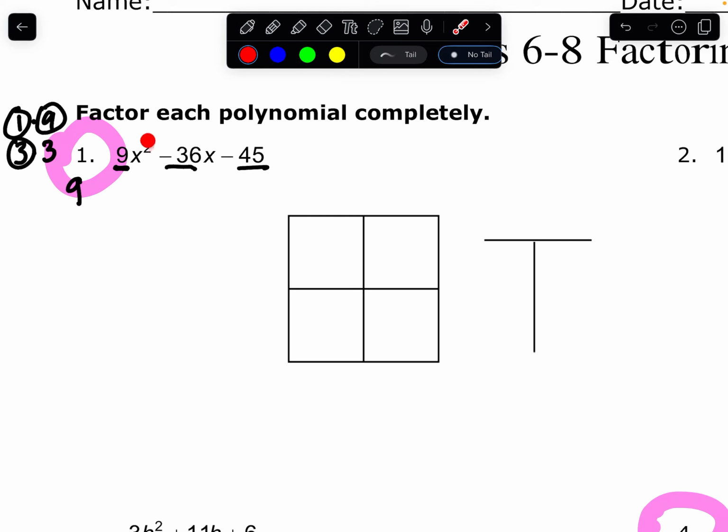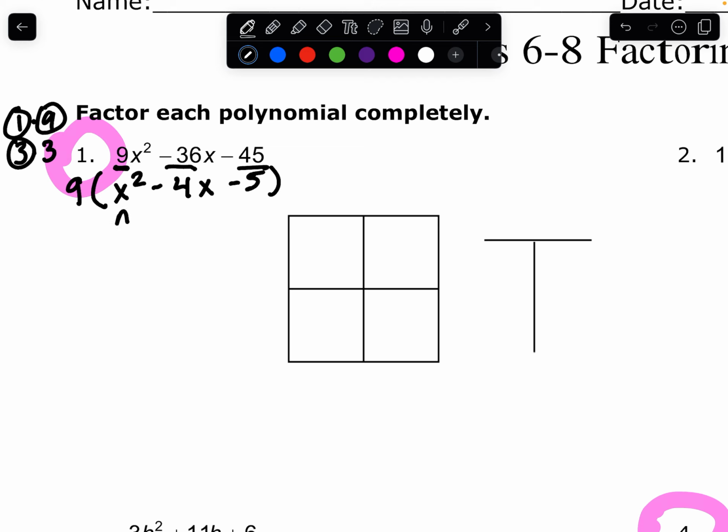I'm going to look at my variables really quick and just check that I can't pull anything else. So I pull a 9: 9 divided by 9 is 1, so that's x squared left over. 36 divided by 9 is going to be negative 4, x stays. And then 45 divided by 9 is negative 5.